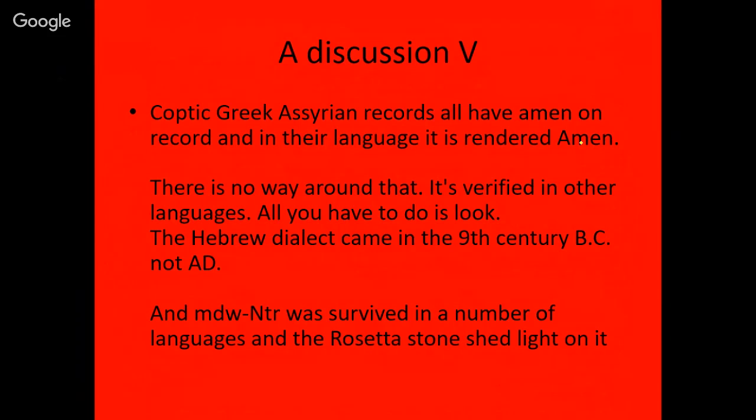But Amen is spelled Amen because the God didn't show any kind of Greek in the writing in this discussion. The God did not show any cuneiform aspect of the ancient Assyrian writing in this particular discussion. So we have to begin to see that this guy is doing the same thing he asked me not to do, such as applying the rules of English to something else. All right. He goes on to say, there is no way around it. It's verified in other languages. All you have to do is look.